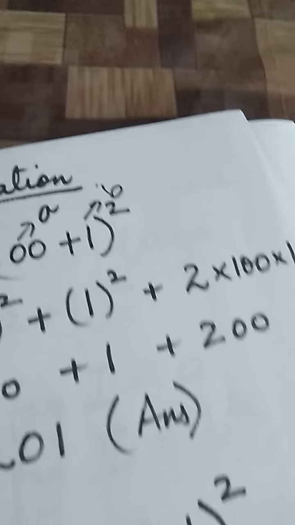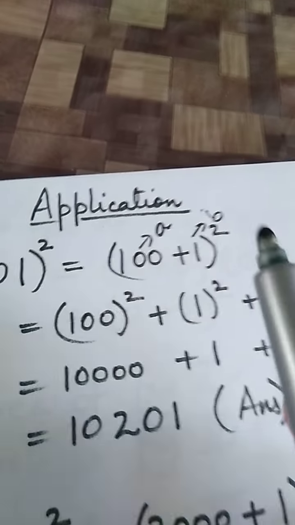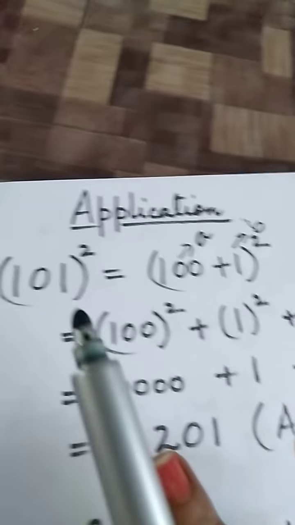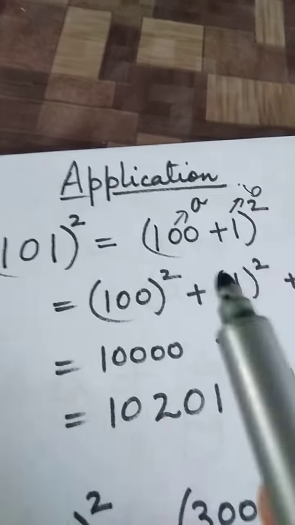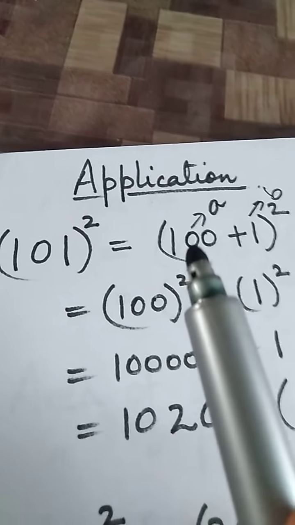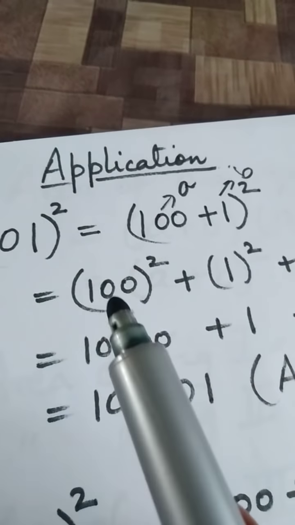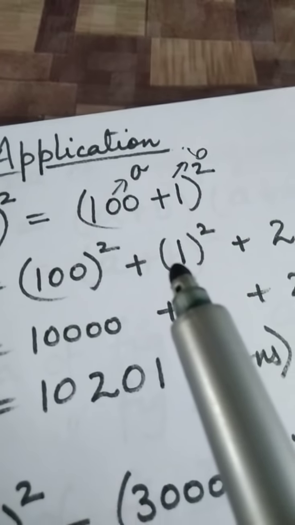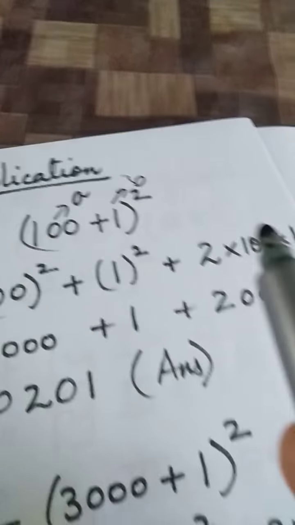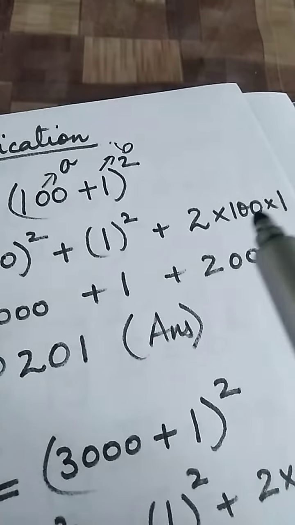Clear? So which formula are we applying here? We are applying (a plus b) the whole square. I have written this as a plus b. And we have to find the square of 101, which is written as (100 plus 1) the whole square. Square of 100, the first term, plus the square of the second term, 1 square, plus twice a into b, 2 times a into b, 100 into 1.